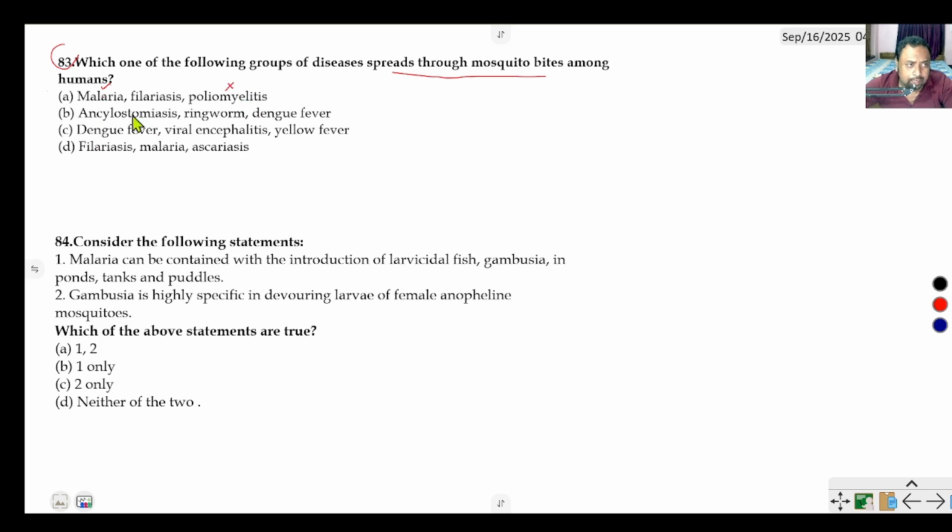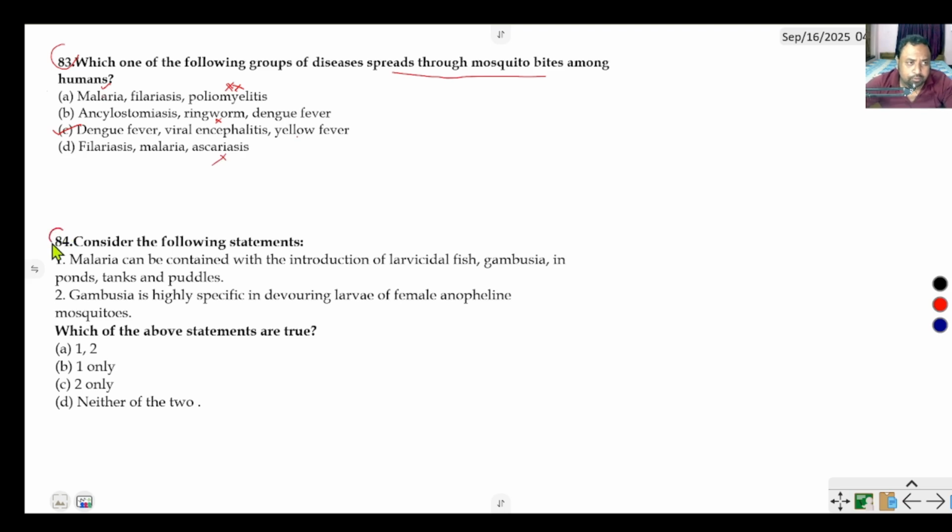Then ancylostomiasis, ringworm and dengue fever. Ringworm is a fungal disease not transmitted by mosquito. Dengue fever, viral encephalitis and yellow fever: all of these are transmitted by mosquito. Filariasis, malaria and ascaris. Ascaris is a worm, not transmitted by mosquito.